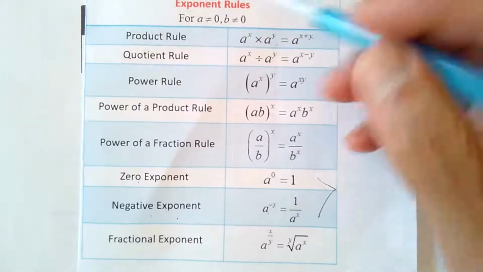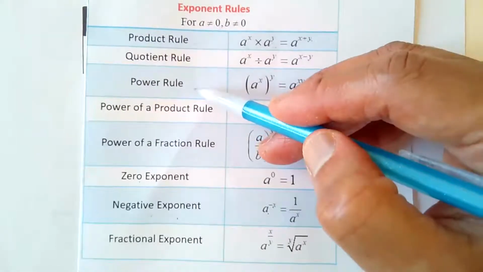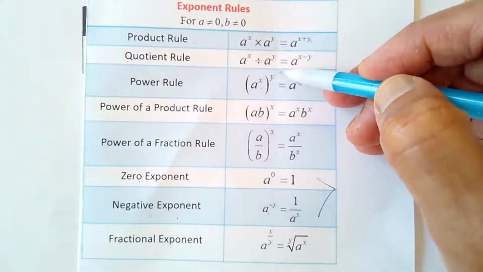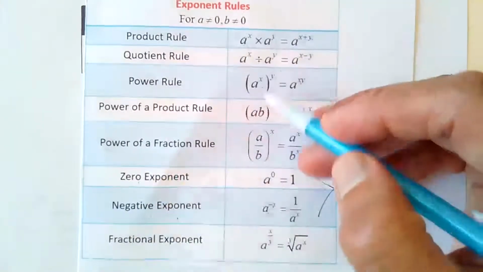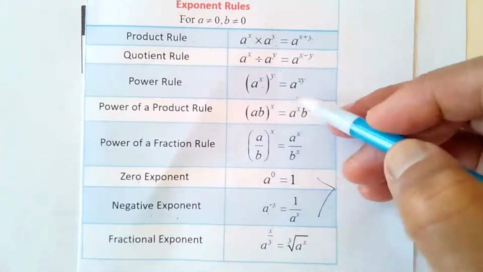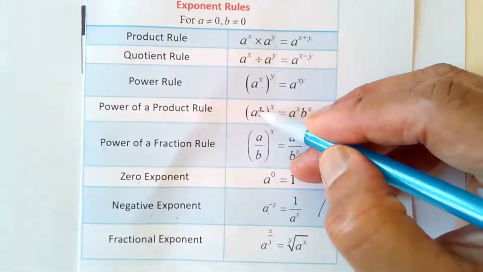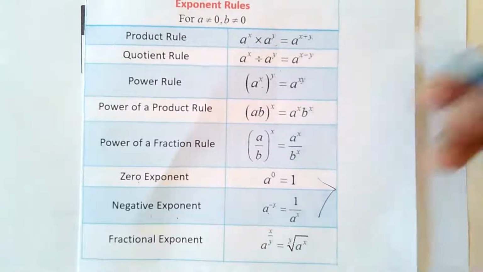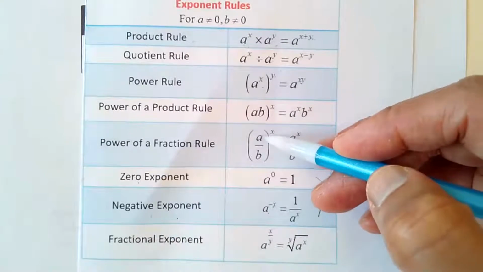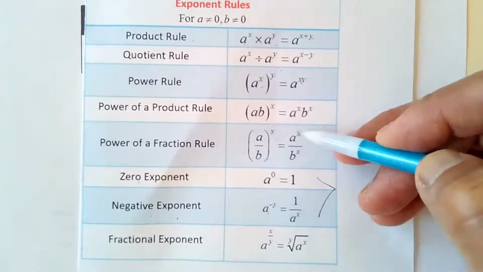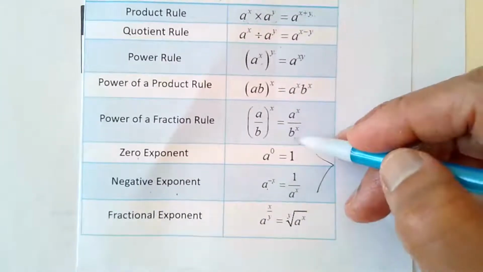And it makes sense. The product rule means you multiply. The quotient means you divide. The power rule means you have an exponent here. And here, the power of a product rule: you're multiplying, but you have an exponent. So it refers to a to the x, b to the x. The power of a fraction rule is similar. You have a over b to the power x, therefore a to the x over b to the x.